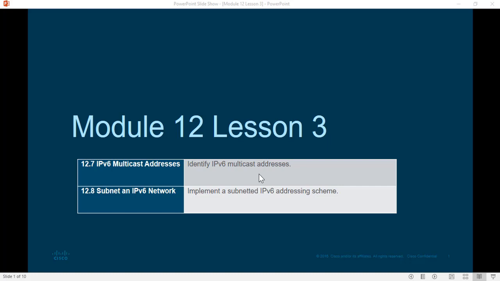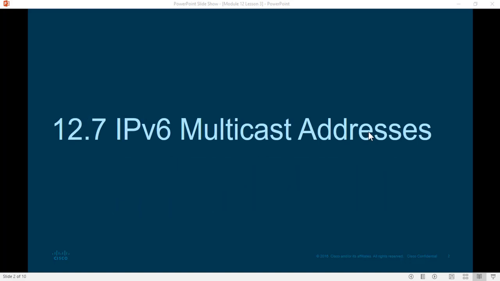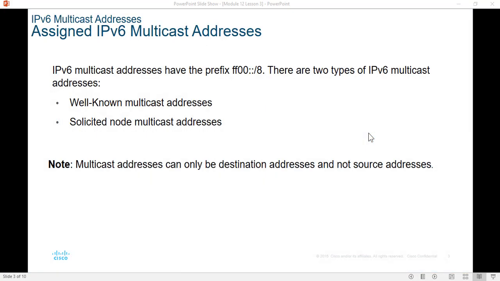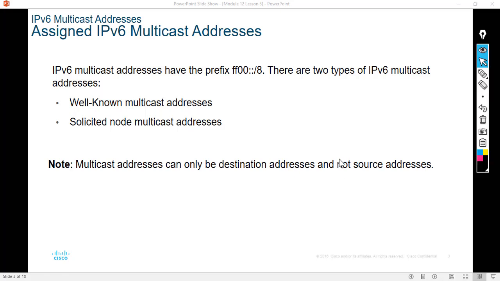Now recall that a multicast address is used to send a single packet to one or more destinations, a multicast group. IPv6 multicast addresses have the prefix FF00::/8. So you can tell that it's an IPv6 multicast address when you see the FF00::/8 prefix. Do note that multicast addresses can only be destination addresses and not source addresses.